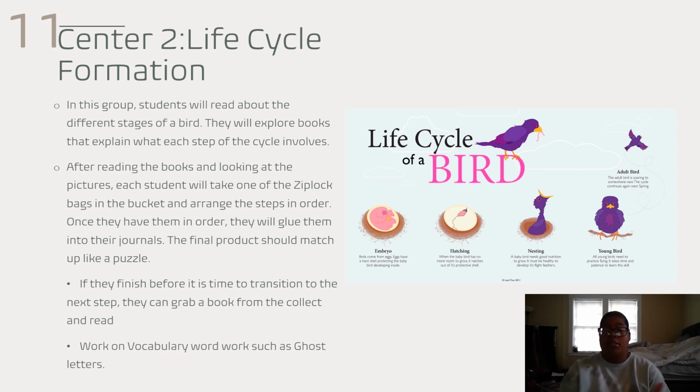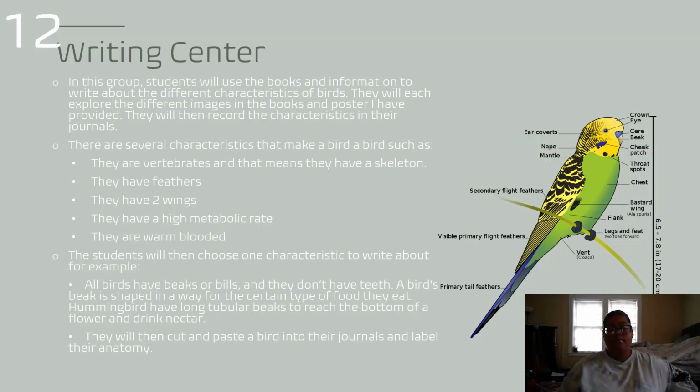If they finish before the time's up for them to transition to the other group, they can work on their vocabulary word work, such as ghost letters. And ghost letters is just where they write the word in white crayon, and then they go over it with a colorful marker. So the next center is the writing center.